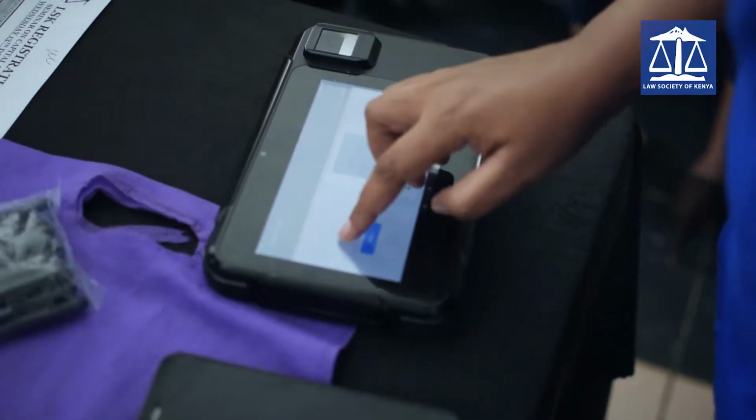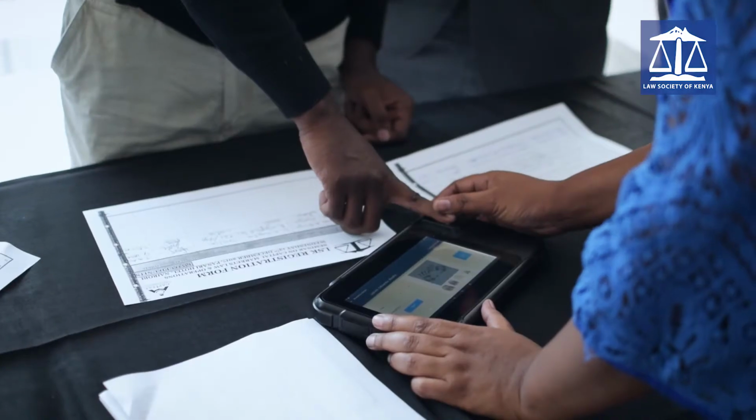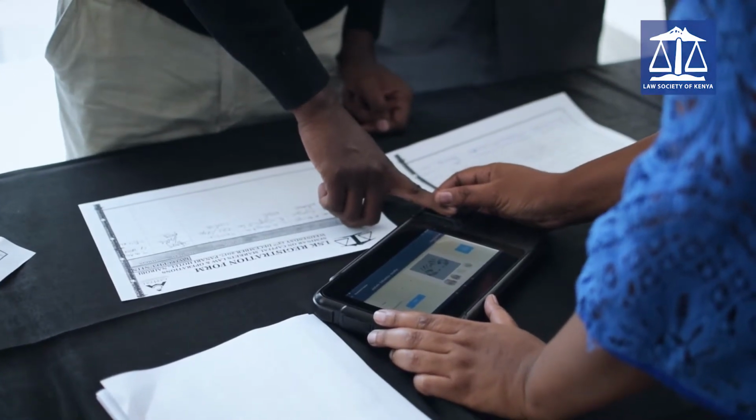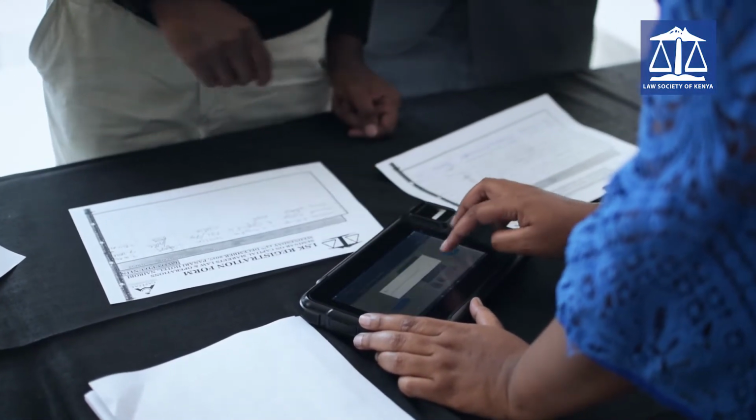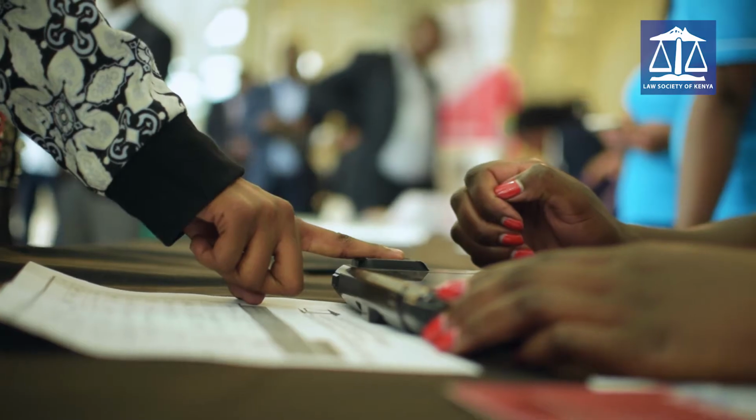The biometric registration commenced in August of 2017 at the annual conference of that year, which was held in Diani at the Leisure Lodge. And it was then, for the first time, that members had the opportunity to register their details on the system that was rolled out at that conference.